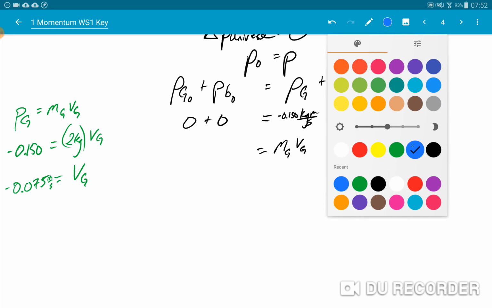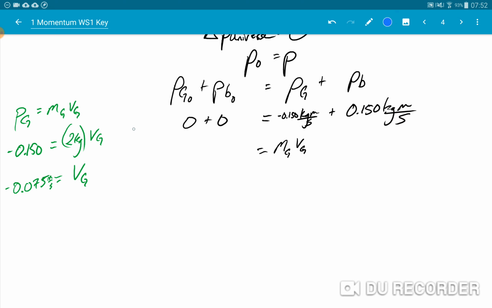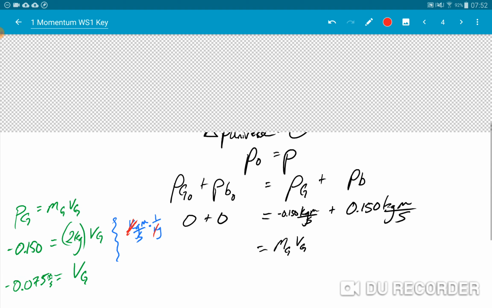Maybe I should show that in a different color here. And we would have, separate from this, we just had kilograms meters per second, which was that 0.15. And then I went and I divided by a kilogram, which is the same thing as multiplying by 1 over the kilograms there. And we can see that the kilograms cancels out. And so I'm left with just meters per second, which is exactly what velocity is. Now the velocity came out to be negative. Is that a problem? Well, no.